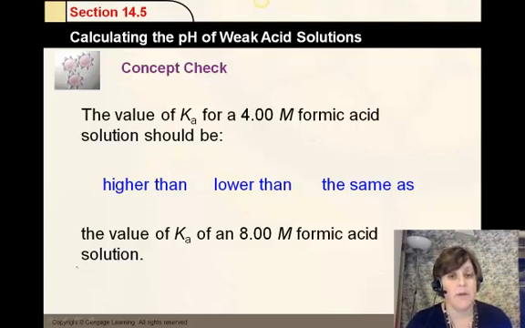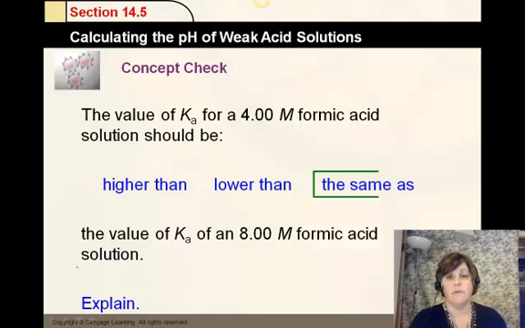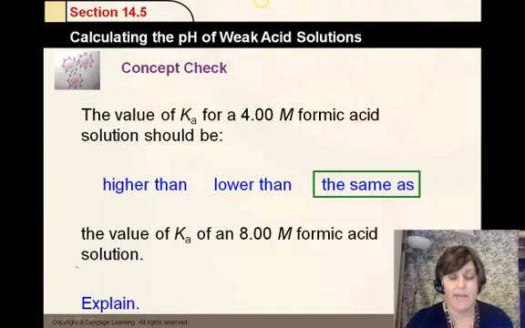Well, remember, Ka value is a constant. So let's see what we get. Oh, shockingly, it's the same, because it's a constant for a particular situation. Dissociation will be different, but the Ka is going to be the same.